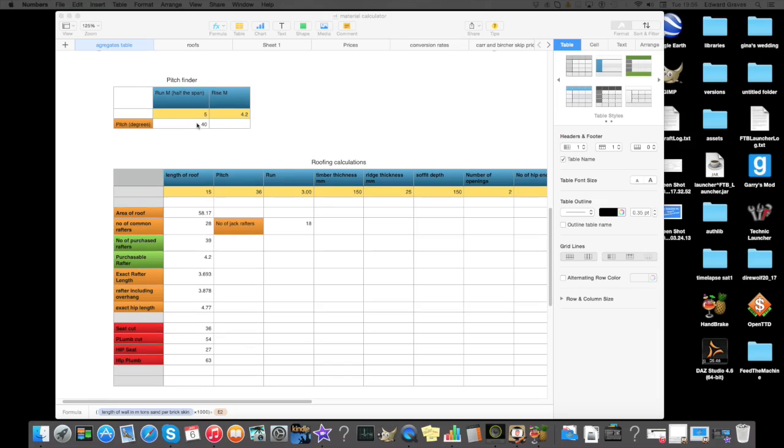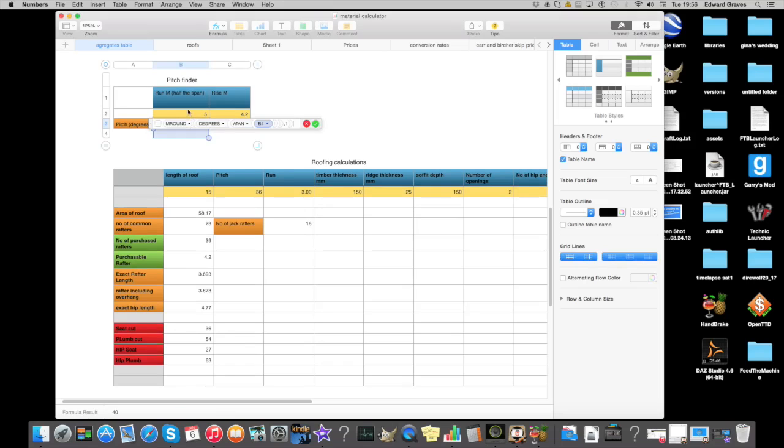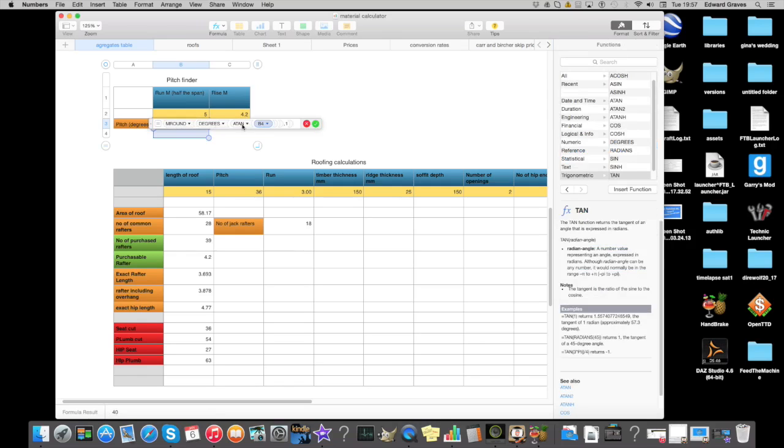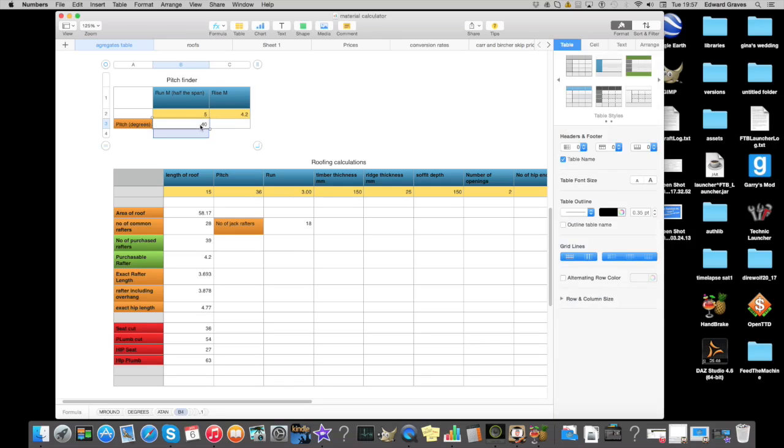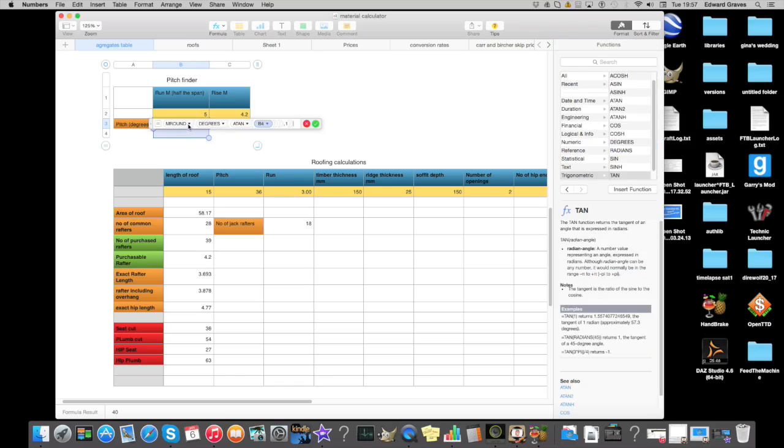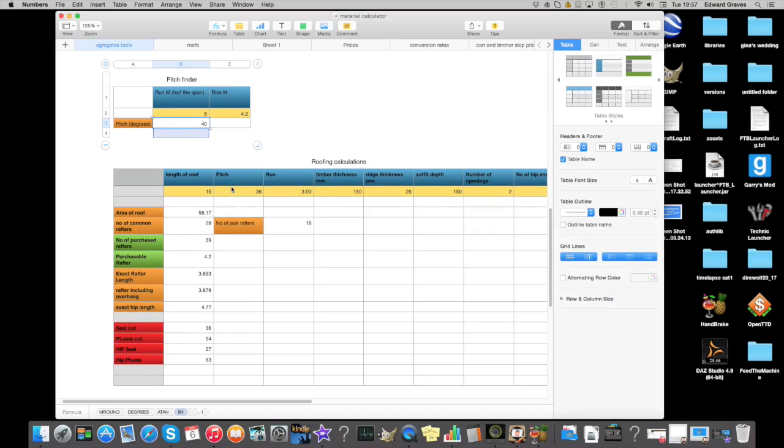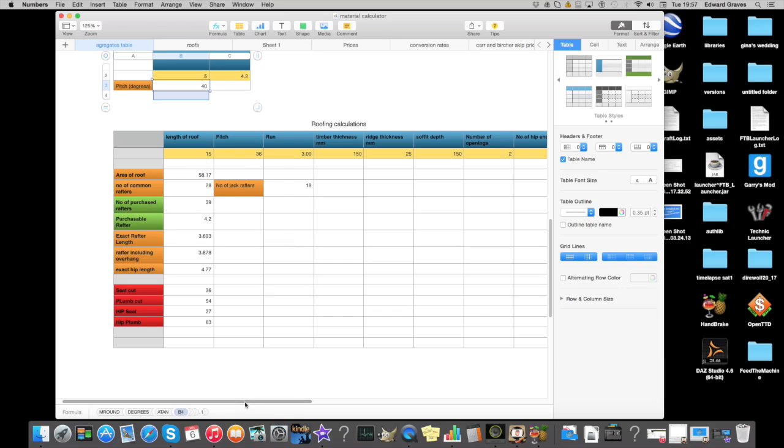Pitch finder. It's basic. If you've got a run of 5 metres and a rise of 4.2 metres, you can work out the pitch using trigonometry, tan to the minus 1, blah, blah, blah. It's not basic trigonometry. No trigonometry is basic as far as I'm concerned. But that's just what it is. And I found a massive issue with Numbers, and I don't know if it's the same with Excel, but everything works in radians, so you have to put it into degrees first and then do your functions. That was a nightmare.